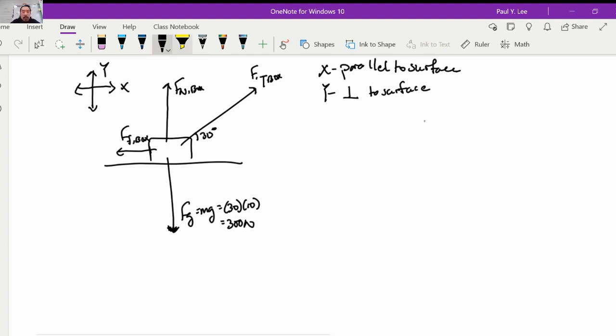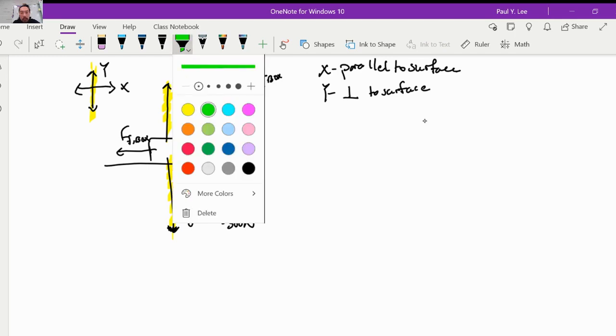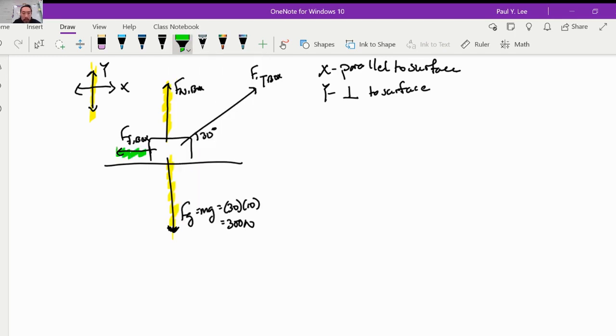But just in case you're not quite sure, I'm going to get a highlighter real quick. I'm going to highlight all of my y-axis in yellow. So these are my y-axis. And I'll do the other one in a nice little green. This is my x-axis. You can see here that the only force that has not been highlighted is my tension force. So with a different color, I'm going to break this apart.